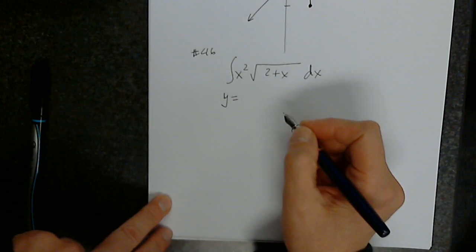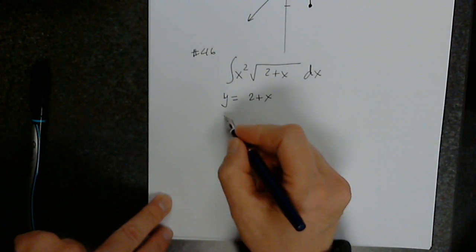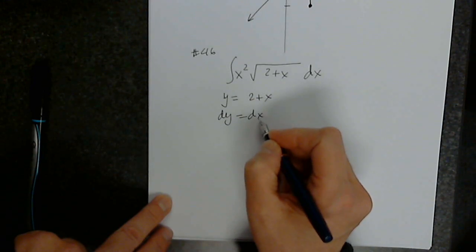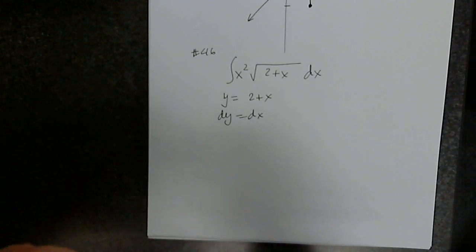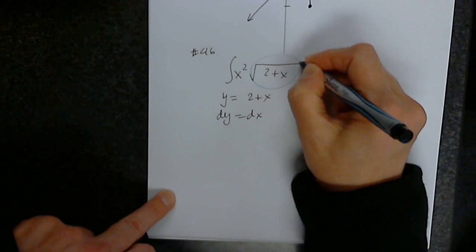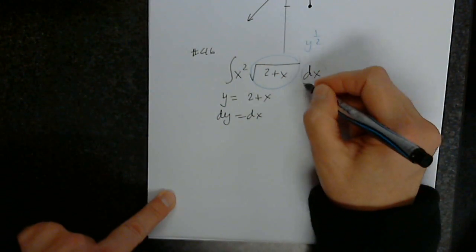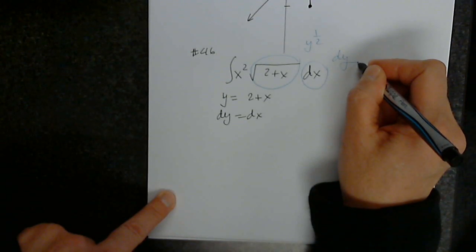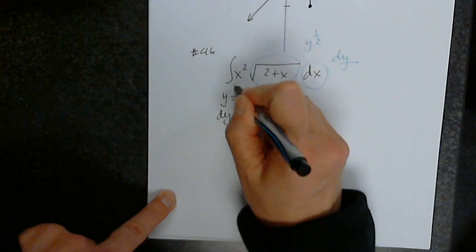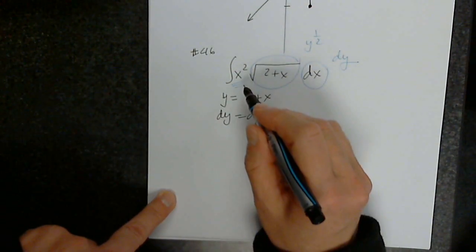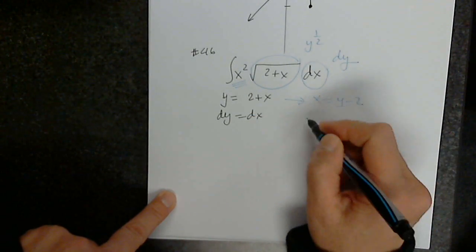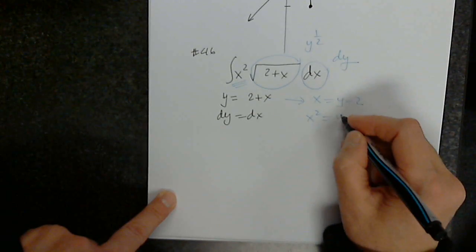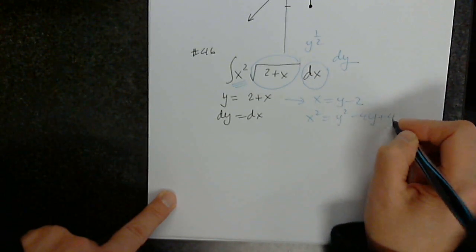Very good. So dy will be dx. I know that this portion will be y to the 1/2, and this portion will be dy, correct? Now I have to make up this. In order to make that up, I have to solve for x. So x equals y minus 2. Therefore, x squared will be y squared minus 4y plus 4.